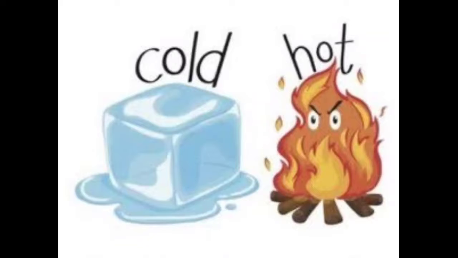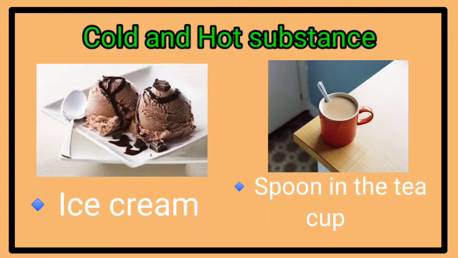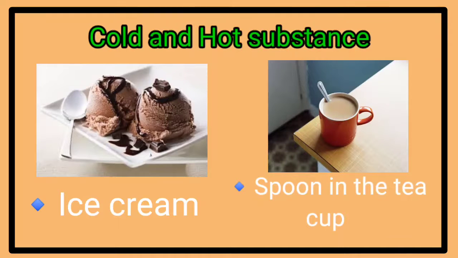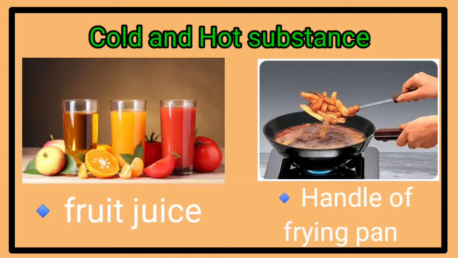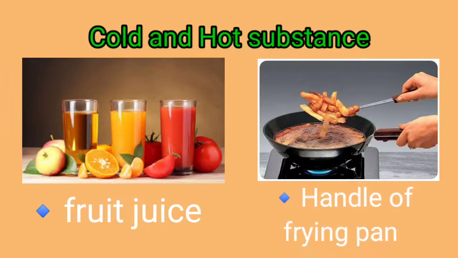Heat is nothing but hot or warm. In our day-to-day life, we are using cold and hot substances. For example, ice cream is a cold substance. A spoon in a teacup may be warm. Fruit juice is a cold substance. The handle of a frying pan is hot.